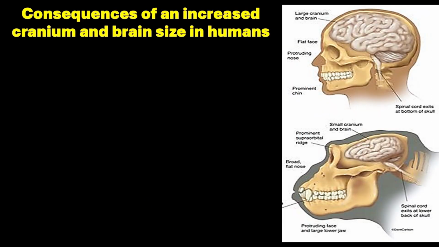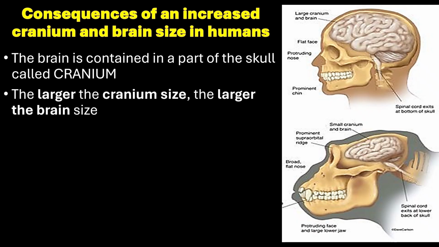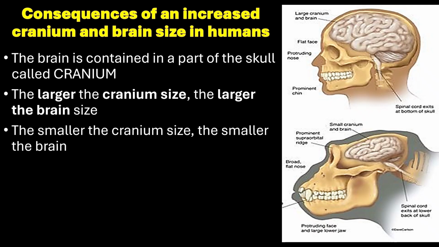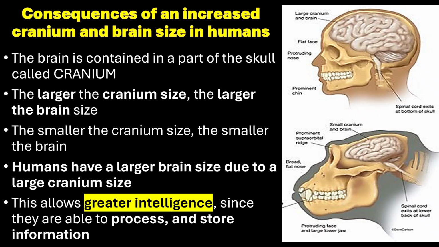Let's look at the consequences of an increased cranium and brain size in humans. The brain is contained in a part of the skull called cranium, and then the larger the cranium size, the larger the brain size. The smaller the cranium size, the smaller the brain size. Humans have a larger brain size due to a large cranium size. And this allows greater intelligence since they are able to process and store information. We went through this already.